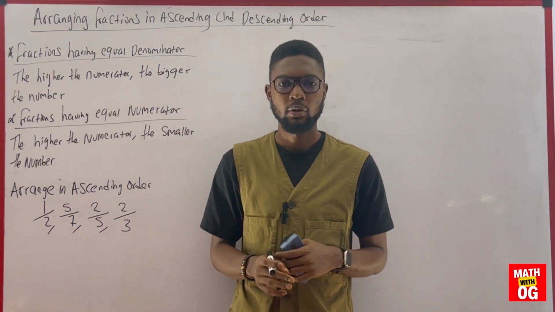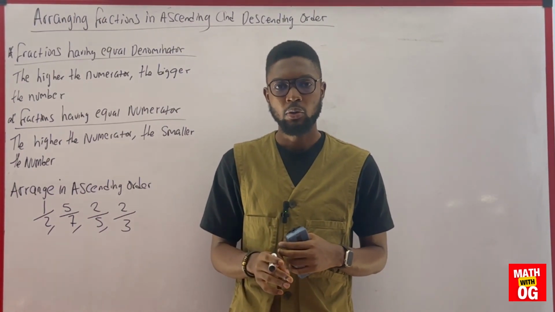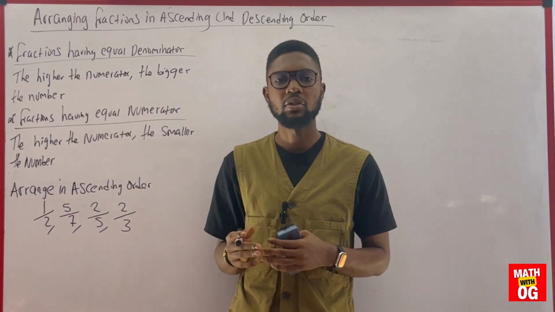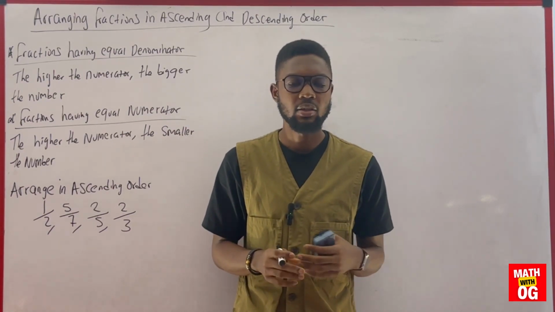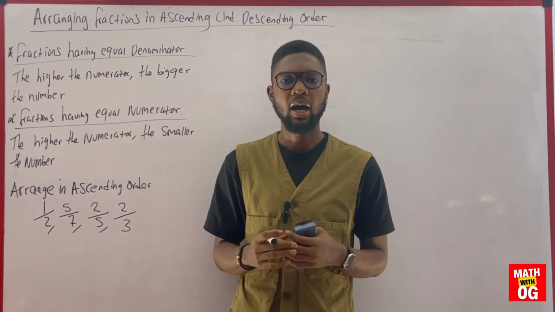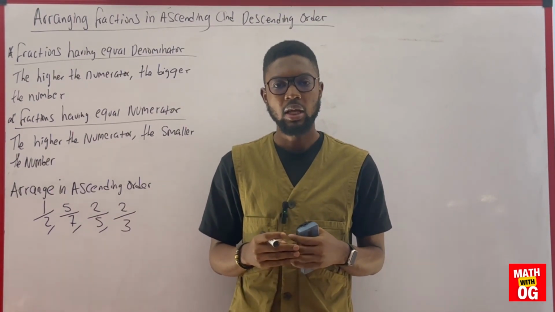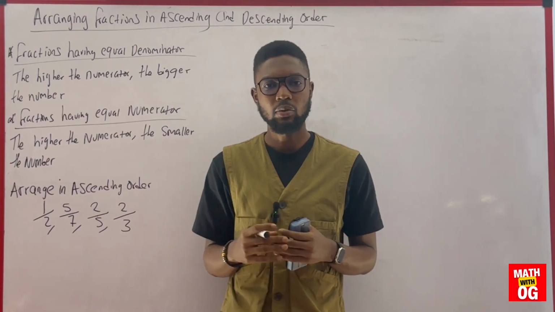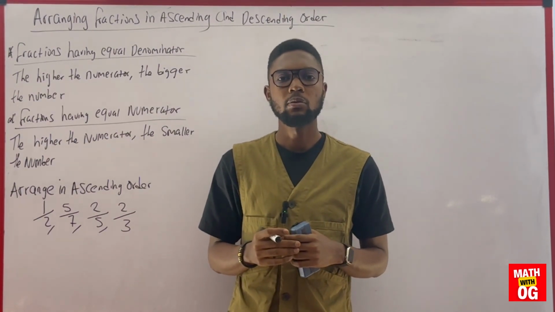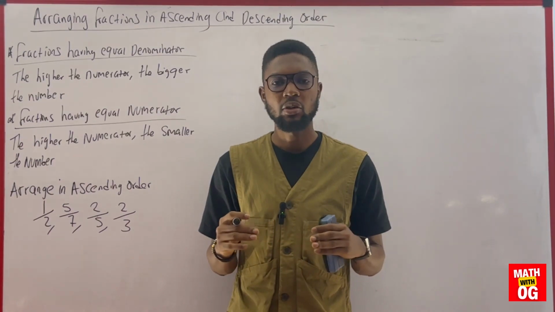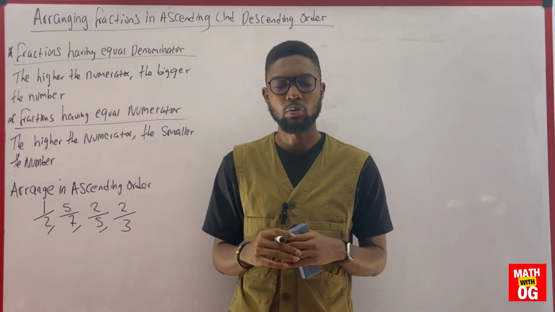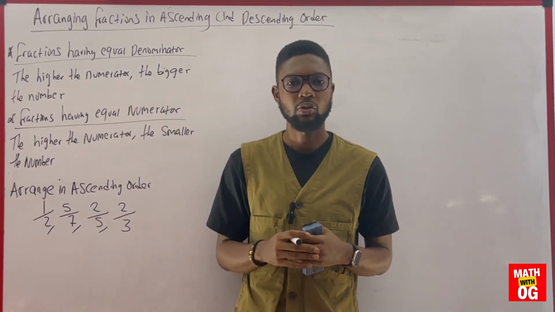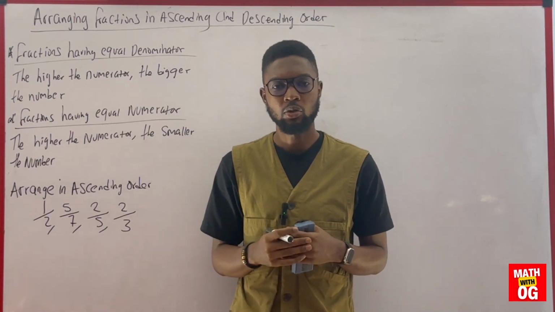However, what if you are in an exam condition where you don't have access to calculators and you need to arrange fractions in either ascending order or descending order? How do you go about it? Now, there are basically two ways in which you can go about it without converting to decimal. One method is simply arranging all the fractions to have the same numerator, and the other method is simply arranging the fractions to have equal denominator.